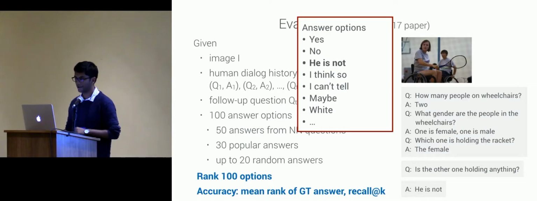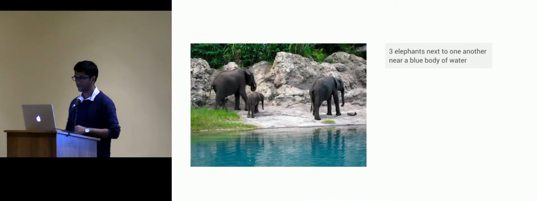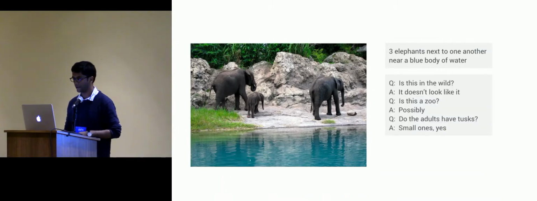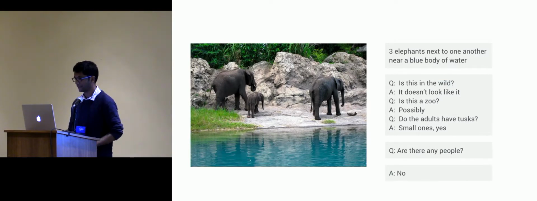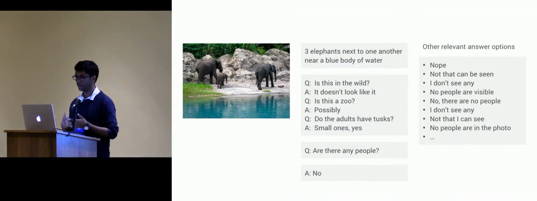However, over time, we've noticed that this can often be sort of a noisy evaluation. So here's an example. Here's the caption: the 3 elephants next to one another near a blue body of water. There's a dialogue history, and then there's a follow-up question: are there any people? The ground truth answer from the data set is no, but there can be multiple ways of saying the same thing. So evaluating based on a single ground truth answer can often be problematic.